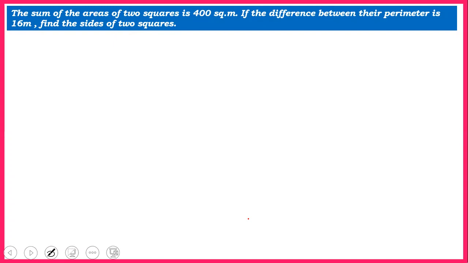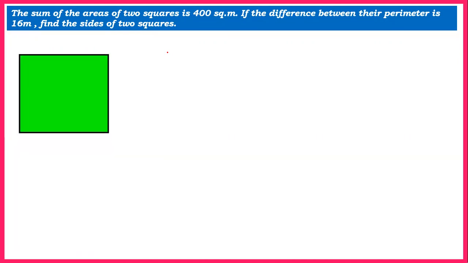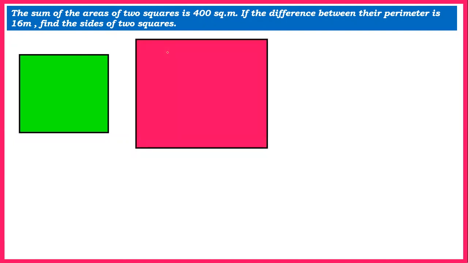The sum of the areas of two squares is 400 square meters. So definitely we have two squares. The difference between the perimeters is 16. Now, clearly they're talking about the difference between their perimeters. So definitely the two squares that we are talking about in this sum are not of equal size because their perimeters have a difference of 16. So we have a smaller square and we have a bigger square.